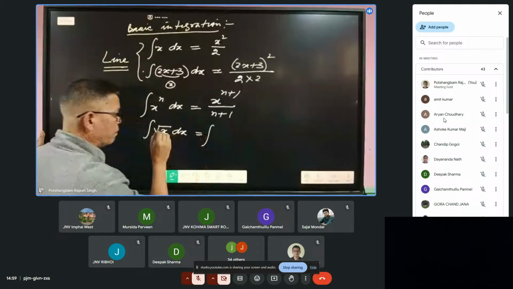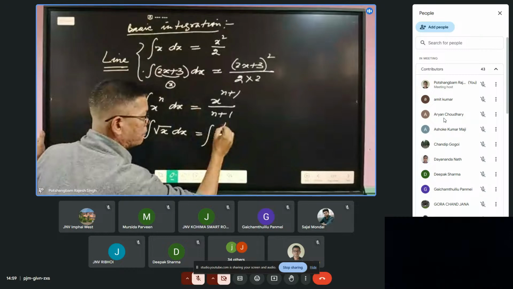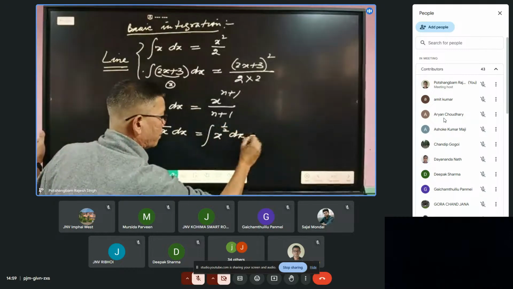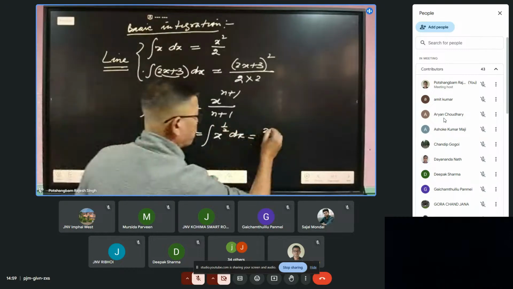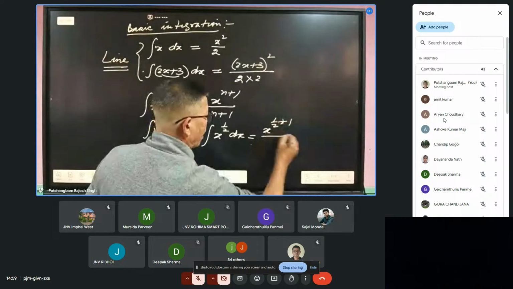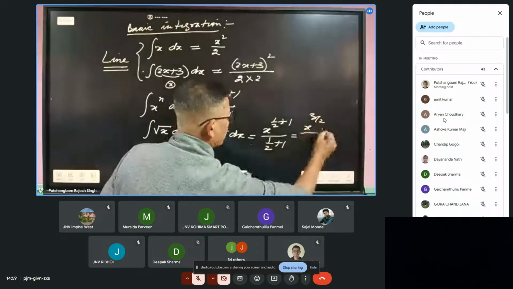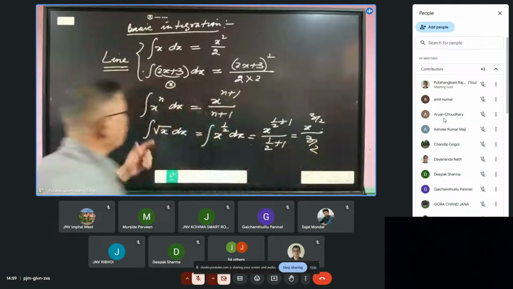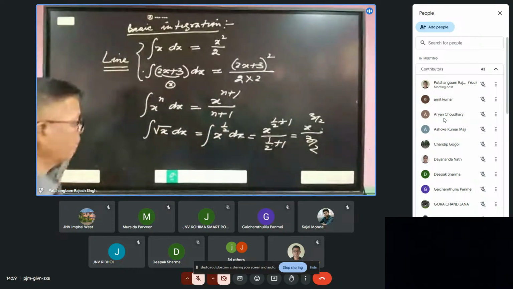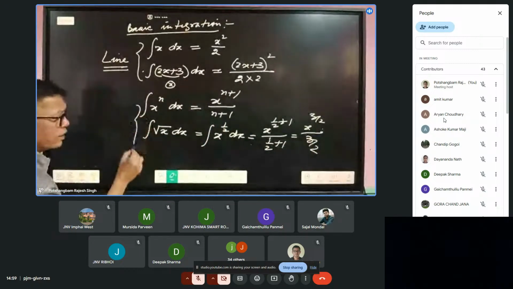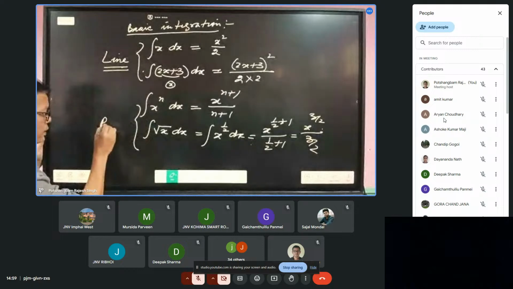First you convert this to power half, so x to the power half dx, and then apply the power rule. So x to the power half plus 1 divided by half plus 1. So this is x to the power 3 by 2 divided by 3 by 2. So integration of root x may be needed when you find the area under the parabola.